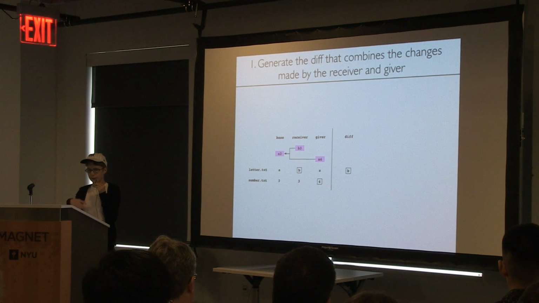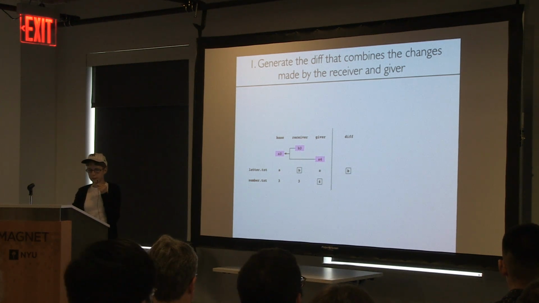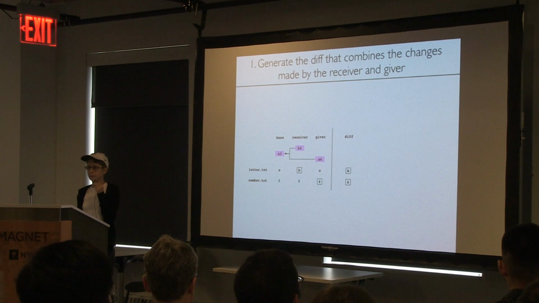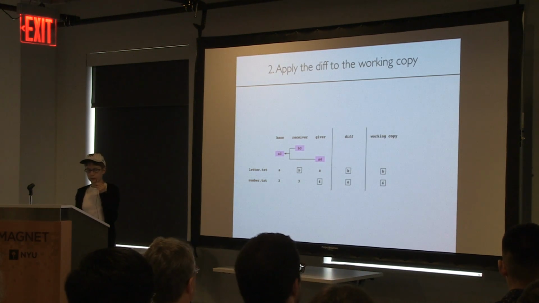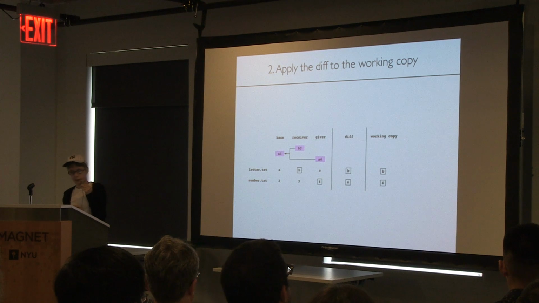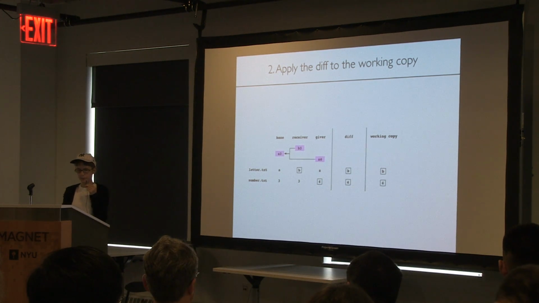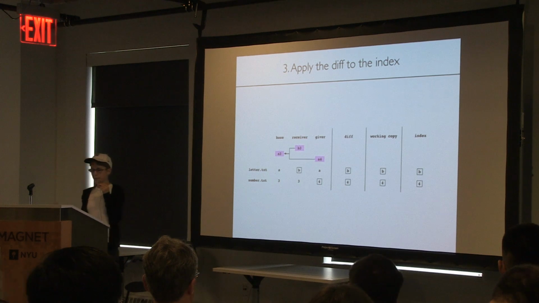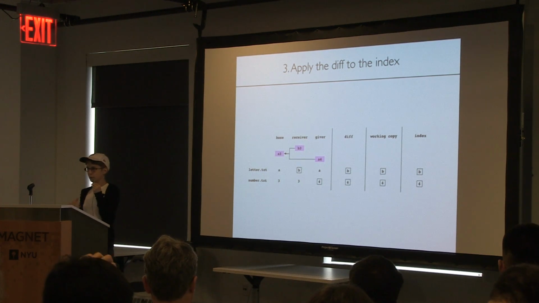Same story for number. This time it was the giver that made the change, but that doesn't matter. The diff is just, hey, let's change from 3 to 4 in number. Now step 2 of a merge, apply the diff to the working copy. Super easy, we just follow the instructions in the diff, which is to say change letter to B and number to 4. And then step 3 of a merge, apply the diff to the index. Super easy, just change the entry to B and 4.